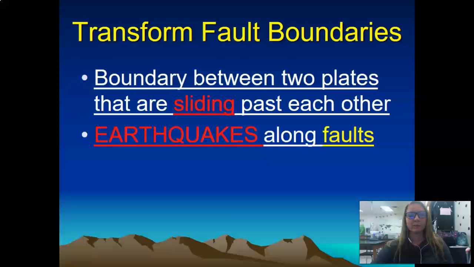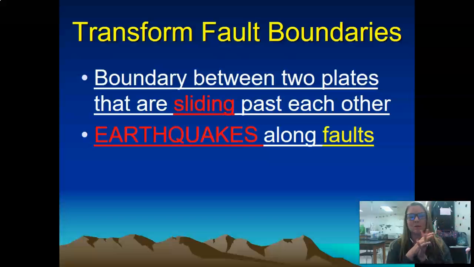Our last plate boundary is what we call a transform boundary, and this is where two plates are just going to slide past each other. And so as a result of this, we get faults and earthquakes. The best known example of this one is the San Andreas Fault, which is out in California. A lot of it cuts right through the city of San Francisco. And so once again, these plates are sliding past each other.